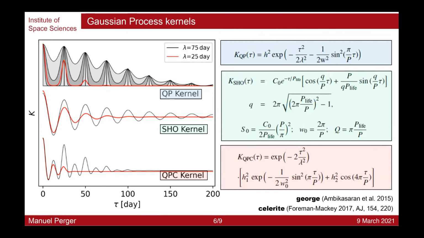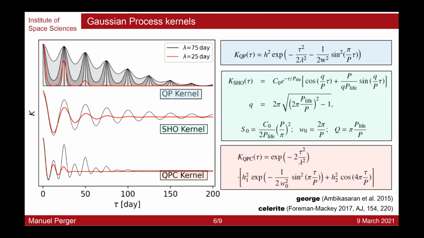A quick look at the formulation. You can see it is constructed of two components. One is an exponential decay. In the case of the quasi-periodic kernel, this is always in a quadratic form. In the case of the simple harmonic oscillator, it is in a linear form. And we have this periodic component.